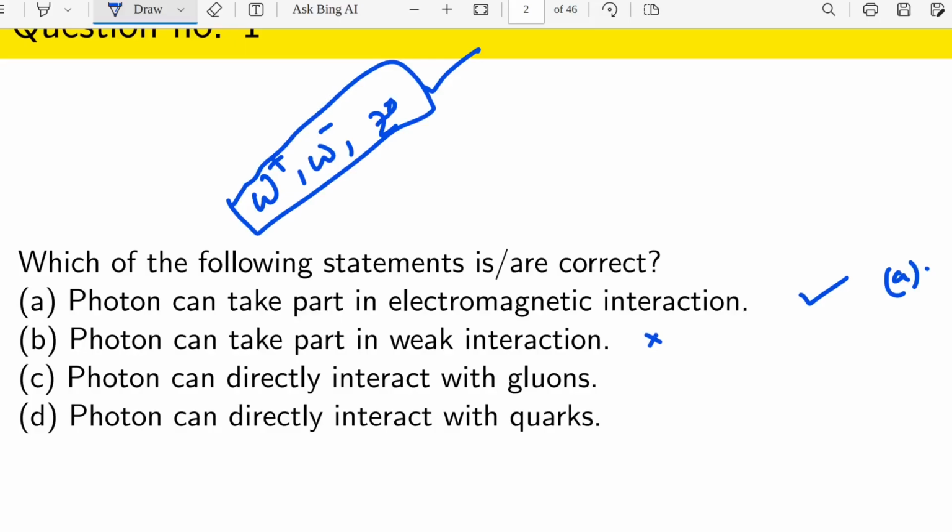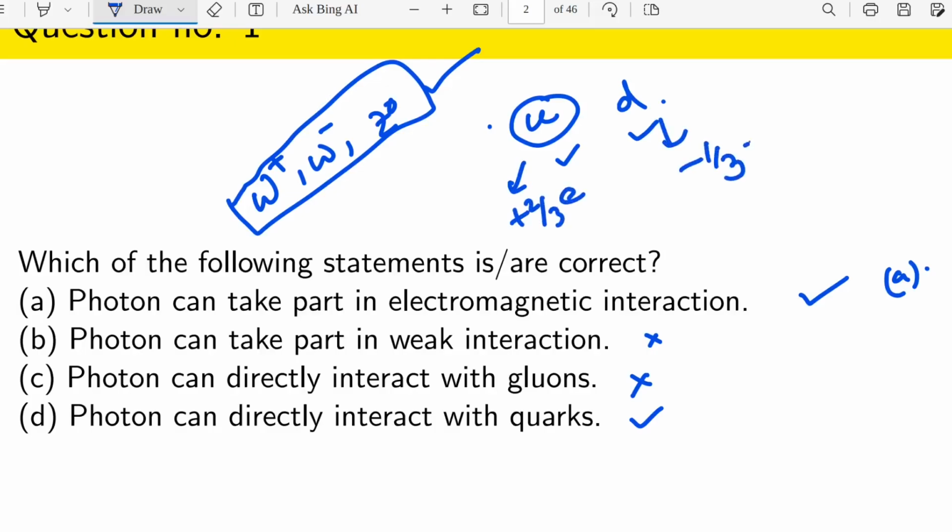Now come to the third one. Photon can directly interact with gluons. Obviously not. Photon cannot directly interact with gluons. That will also not be possible. Photon can directly interact with quarks. That is possible because, let me tell you, like U, D or something. These are quarks, right? And these are non-zero charge particles. Non-zero charge means U has a charge of plus 2 by 3 e, and D has minus 1 by 3 e.